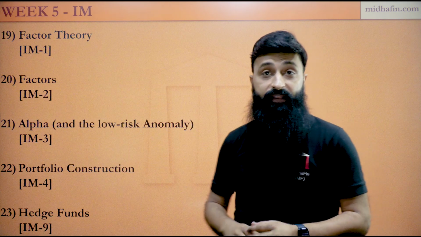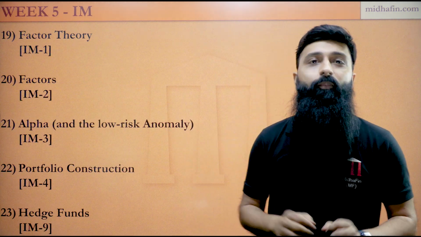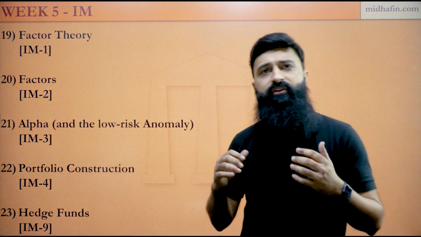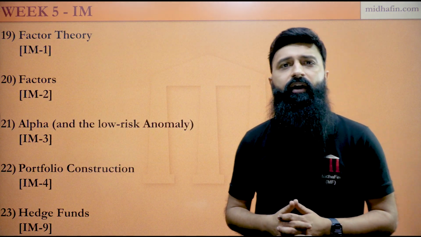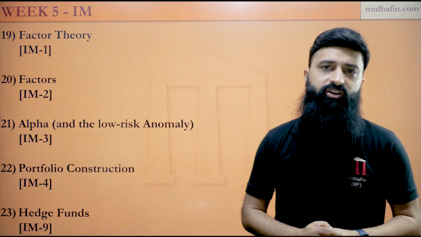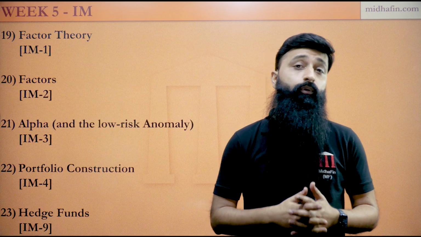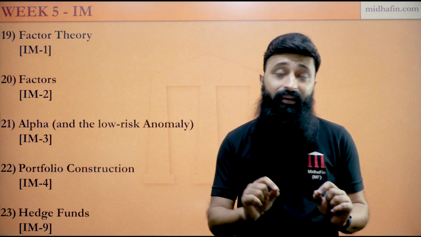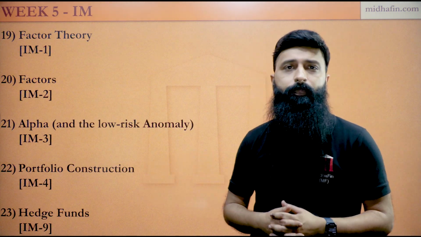Then you have alpha and the low risk anomaly. So it covers the low risk anomaly. We'll see that when you study that chapter. You have alpha calculation, you have Grinold's fundamental law of active management, all these things. So then you have IM4, which is portfolio construction. This chapter examines the inputs and methods for portfolio construction, which include transaction costs also. Okay, rebalancing, various portfolio construction techniques as mentioned.